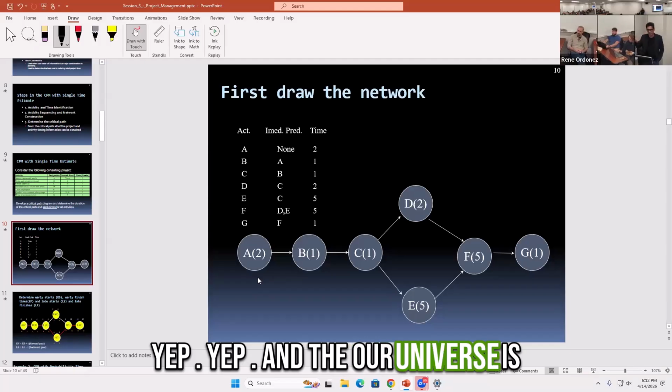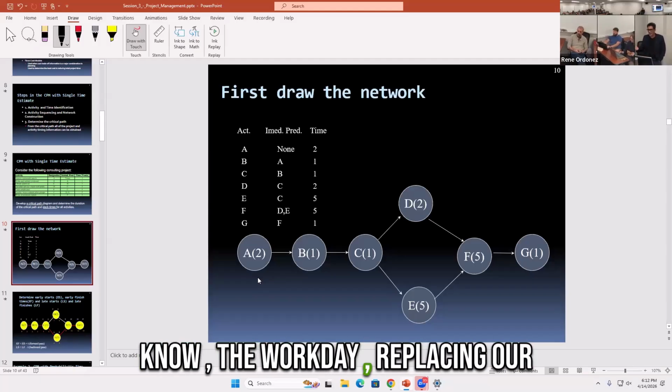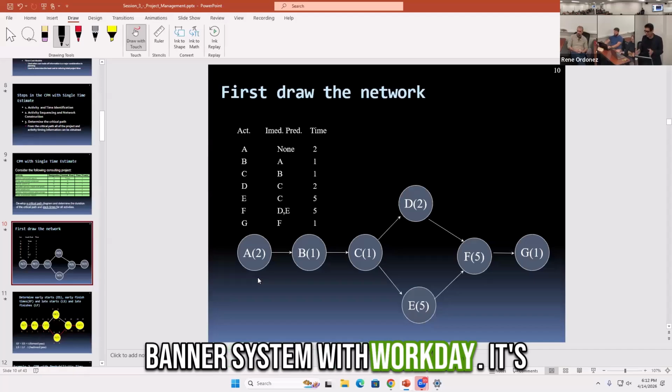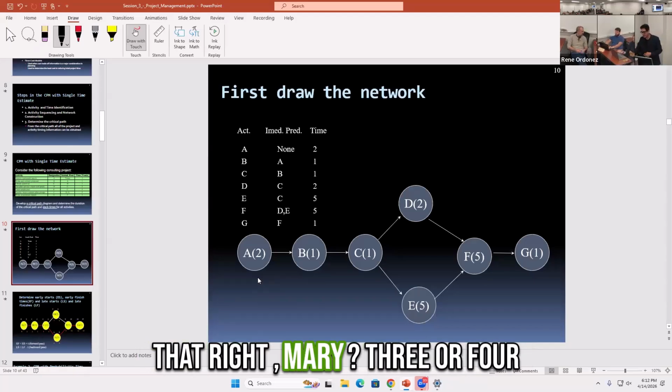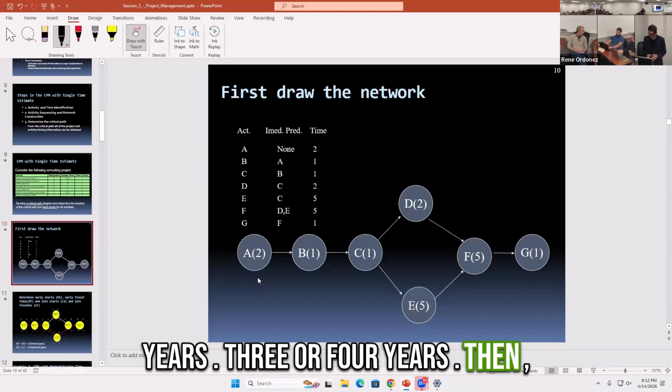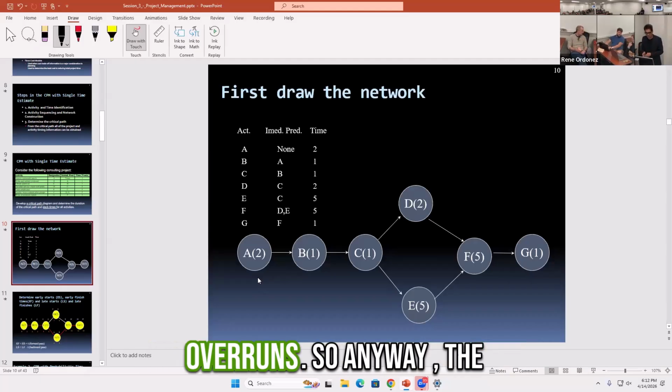Sure, yep. And the university is going through this process of replacing our Banner system with Workday, and it's been going on for like, I don't know, 3 years now, I think. Is that right, Mary Katie? 3 or 4 years. 3 or 4 years, and how we're talking about expense when you have project overruns.